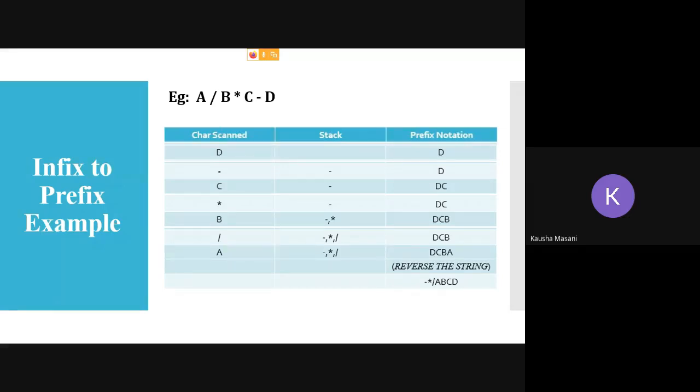And now as we are going for prefix conversion, we have to reverse the string. So minus star divide A, B, C and D.